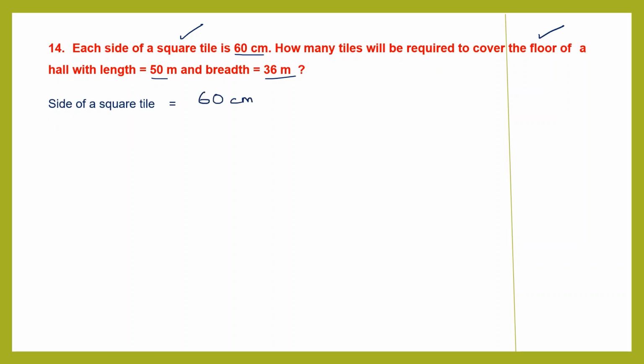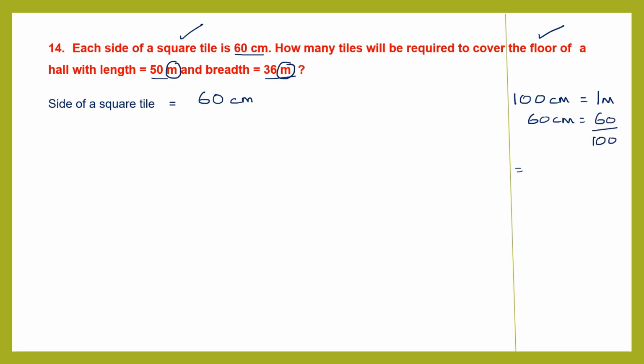So that is 60 centimeters. Now if you look, you can see that the floor has a length and breadth with units in meters, whereas here the square tile's unit is centimeters. So let's convert the centimeters to meters. So 100 centimeters make 1 meter. Therefore, 60 centimeters will be 60 by 100.